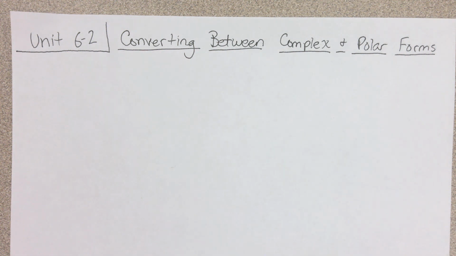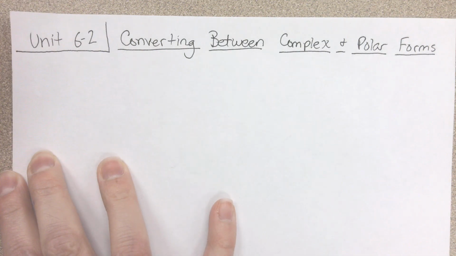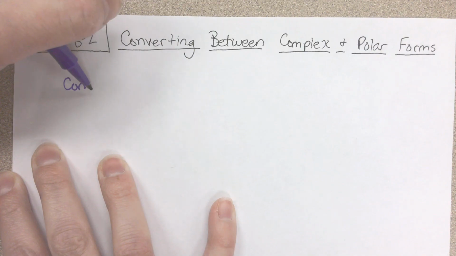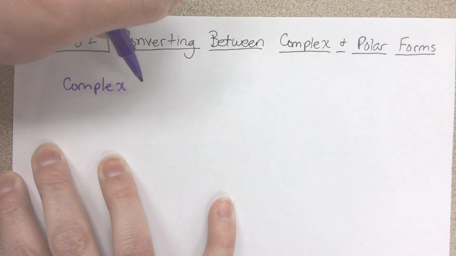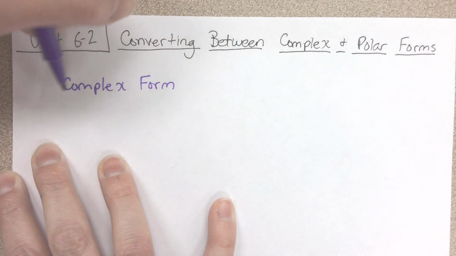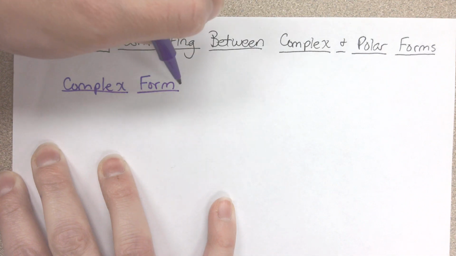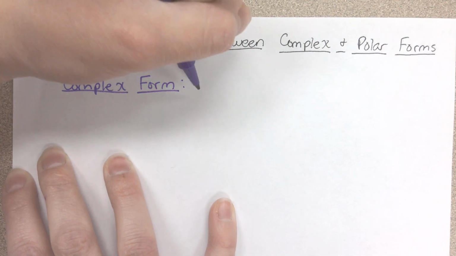Today we're going to be talking about converting between complex and polar forms. One direction requires a bit of work and the other direction is quite straightforward and simple. Let's first look at these two forms side by side. Complex form we discussed yesterday, so that's nothing new. Complex form, that's a plus bi.